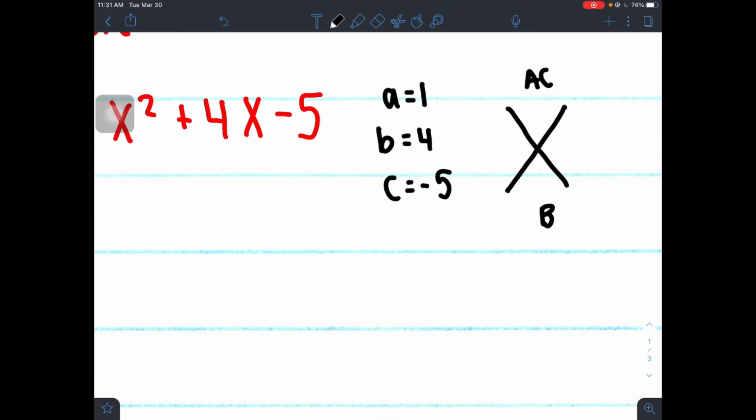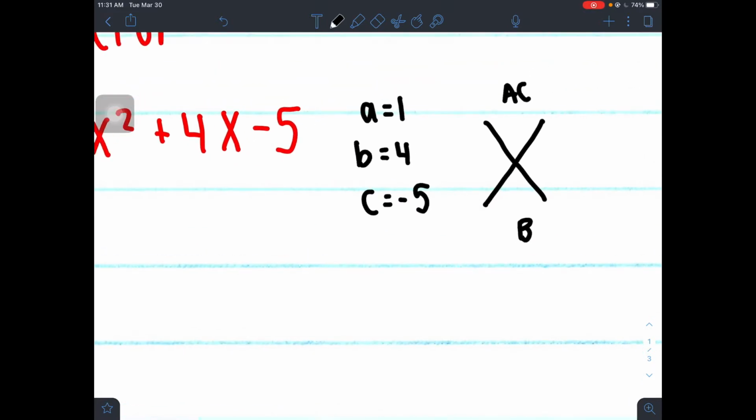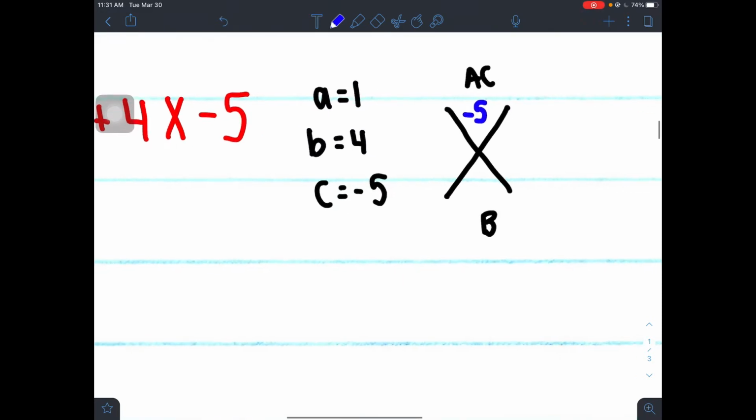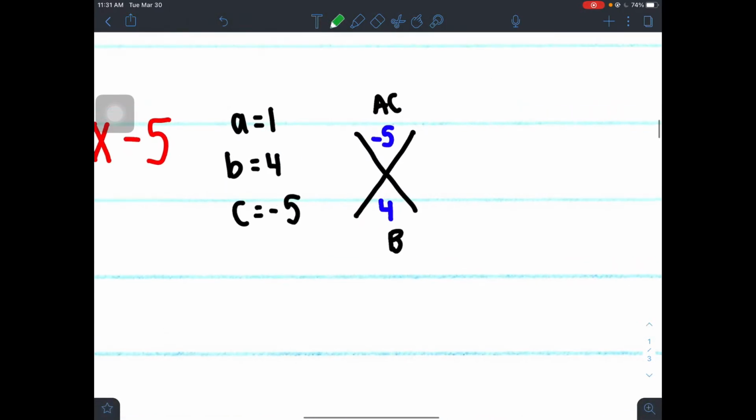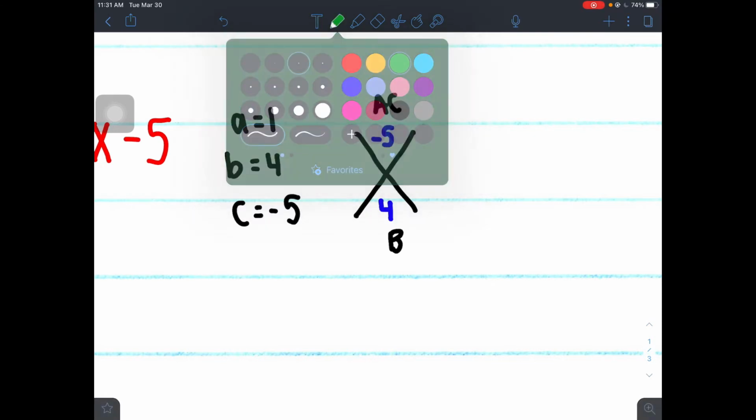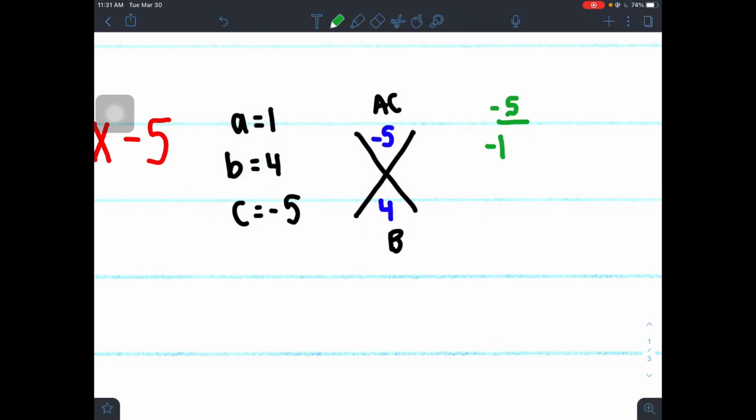Go ahead and multiply. AC is a times c, so 1 times negative 5 is negative 5. And our b is positive 4. I need 2 numbers that multiply to negative 5 but add to positive 4. So I list my factors. What are factors of negative 5? Negative 1 times positive 5, and 1 times negative 5, and that's it. Those are the only 2 factor sets that make negative 5. Only one of those is going to add up to positive 4, and that's going to be this first one.